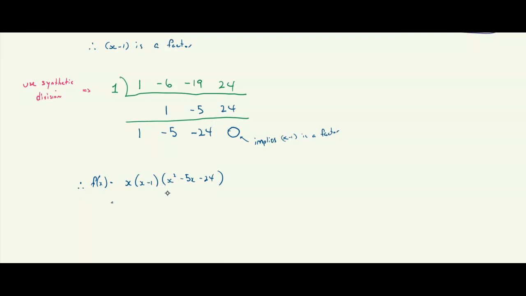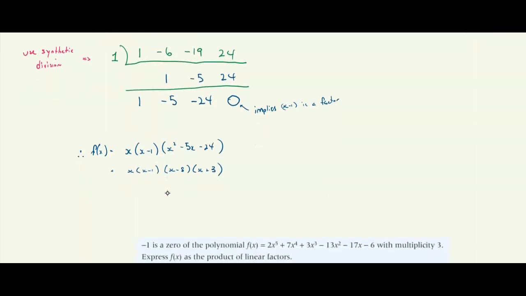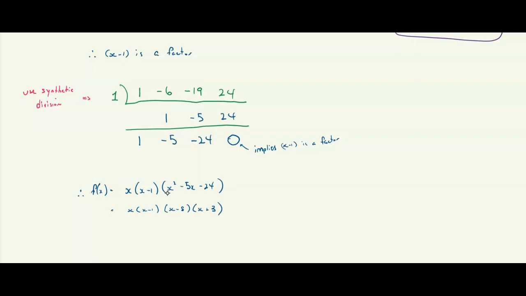Right, now, what does this get us? I'm good with quadratics, and especially ones that look like this. This looks like -8 and plus 3. So I reckon that's my factorized quartic: x, x minus 1, x minus 8, x plus 3. If I wanted to graph this now, it would look like this.